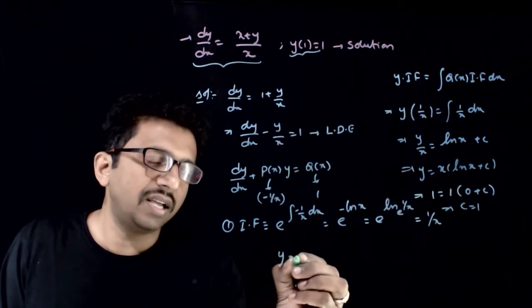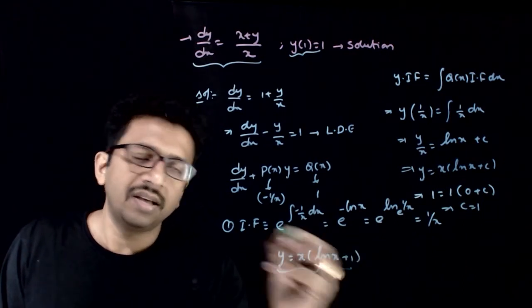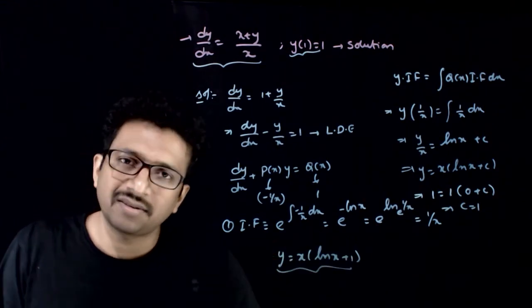Hence, y = x(ln x + 1) is the right answer to this question, or x ln x + x, both are the same.